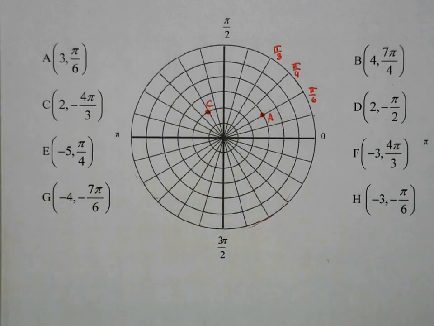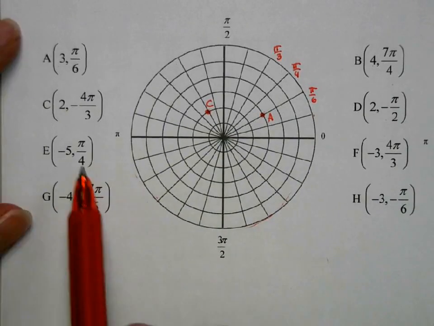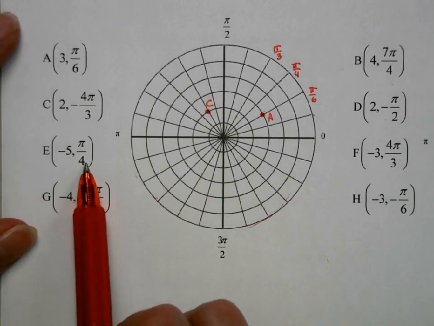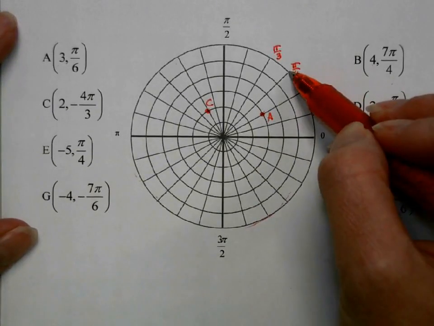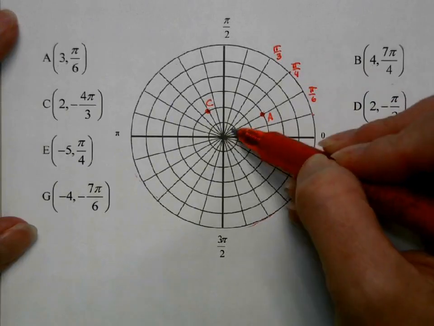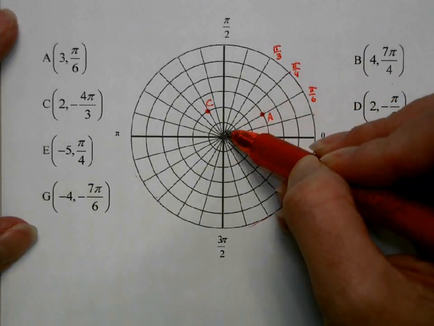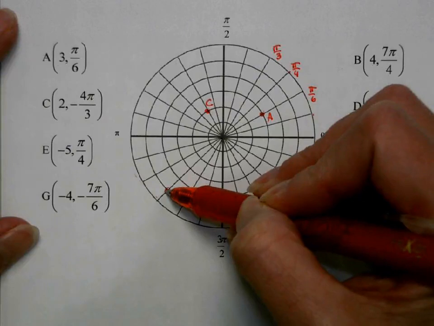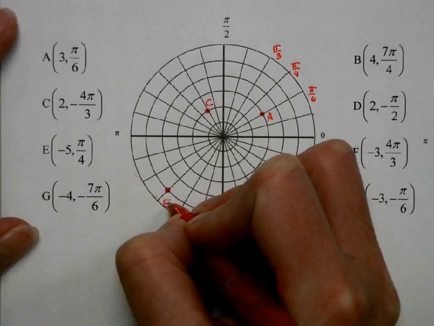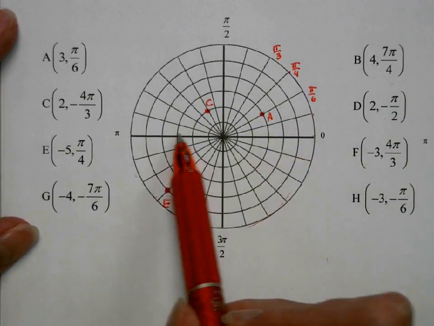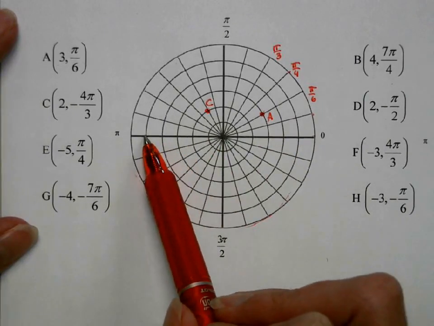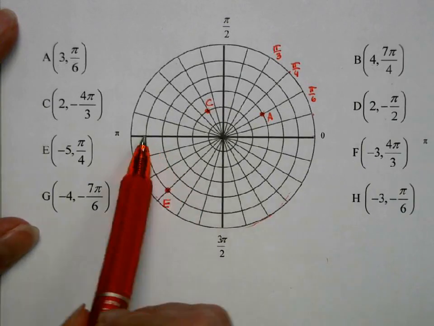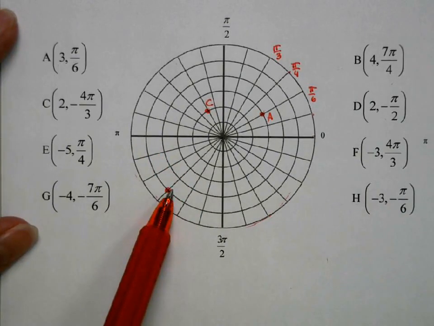All right, a negative r, positive theta: negative 5, pi over 4. Again, I'm going to show you two ways to think about this. First, my preferred method is to go to the angle, which is a counterclockwise pi over 4. But rather than going 5 in this direction, we go through the pole to the other side. Alternatively, you can treat this like a number line and go negative 5, 1, 2, 3, 4, 5, and then proceed going counterclockwise pi over 4 units.